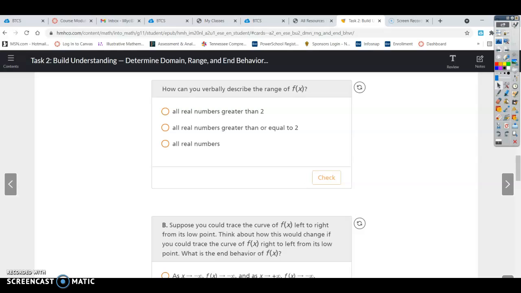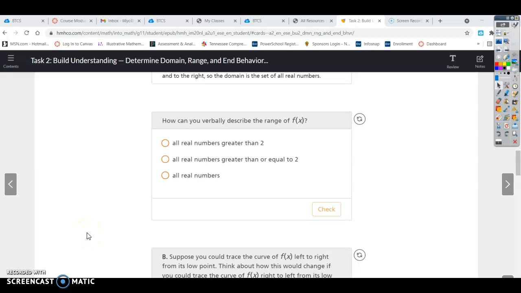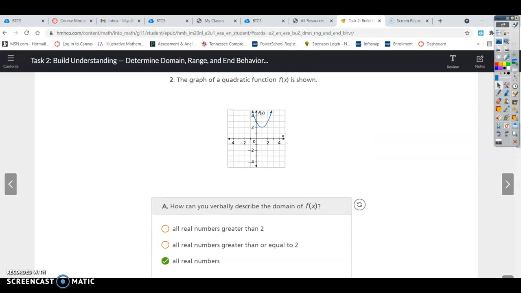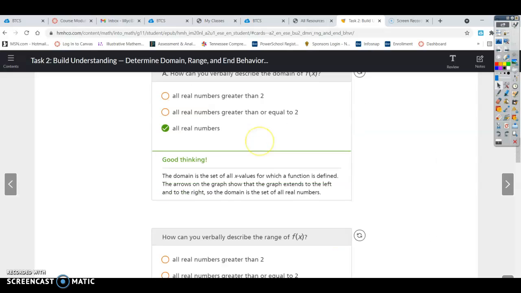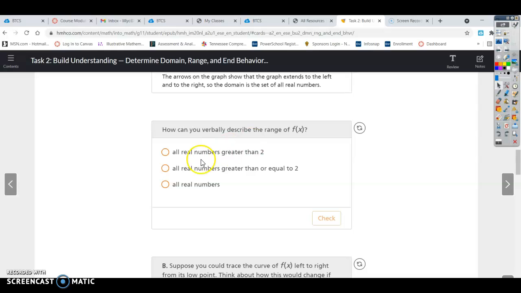Again, pause the video, try to answer this question, and then resume when you're ready. This question says, how can you verbally describe the range of f of x? Remember, we're still looking at this graph. Here is f of x, and if you look at the range as your y values, it stays above +2. Since it's a continuous line, that means 2 is included. So the answer is all real numbers greater than or equal to 2. Since it's a solid line, 2 is included in the range.